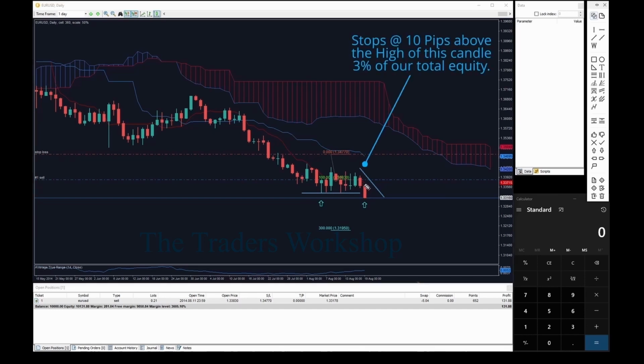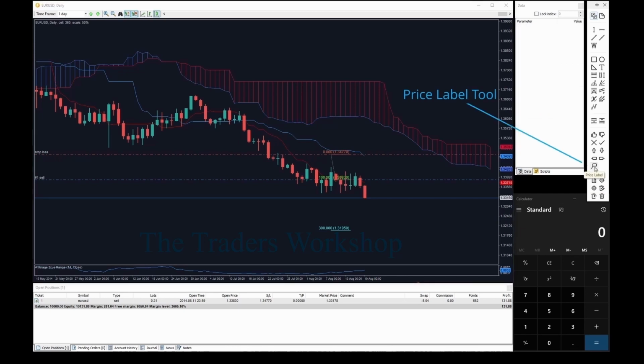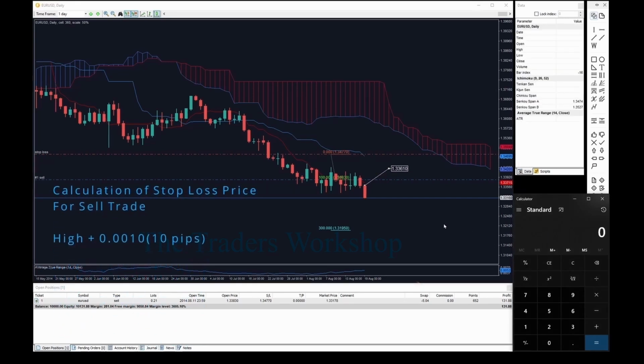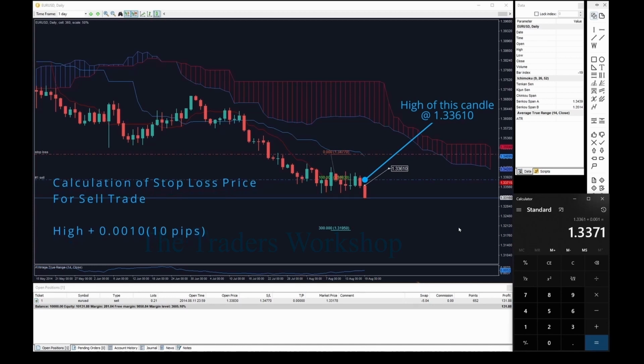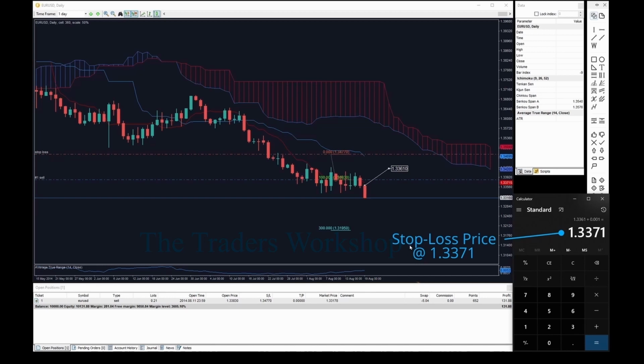Our stops will be 10 pips above the high of that candle, and we will expose 3% risk from our total equity. We will now add to our position. But first, let's predefine our risk and calculate where our stops will be. By using this price label tool, we will find the high of this candle. The high of this candle is at 1.33610. Plus 10 pips, which is 0.0010. And this will be our stop loss at 1.3371.